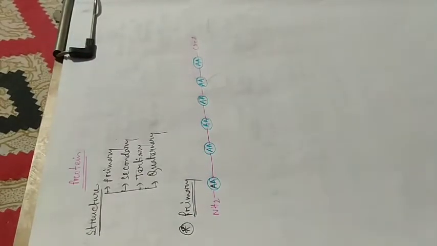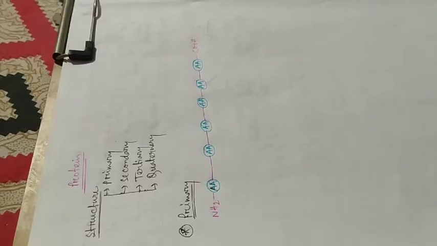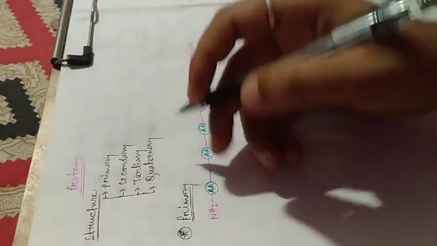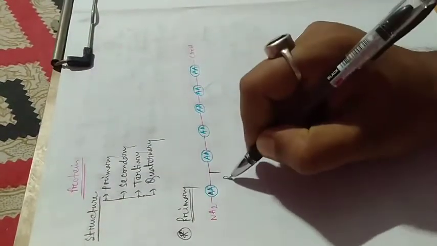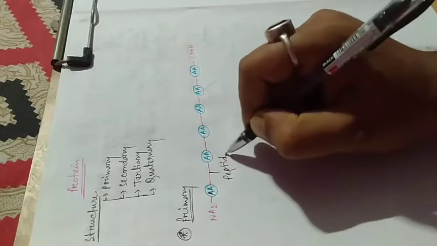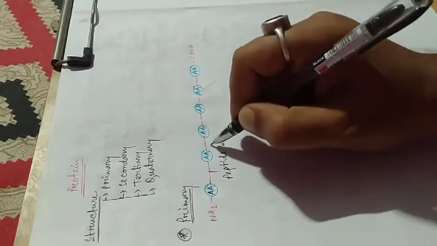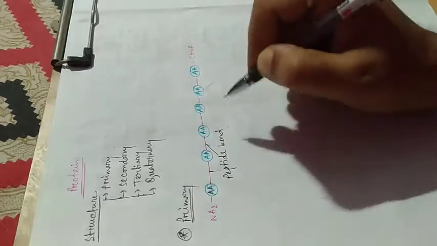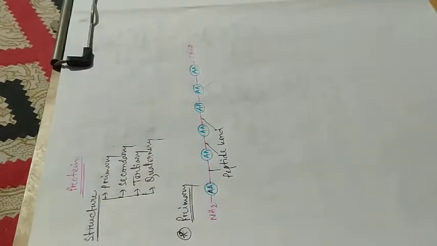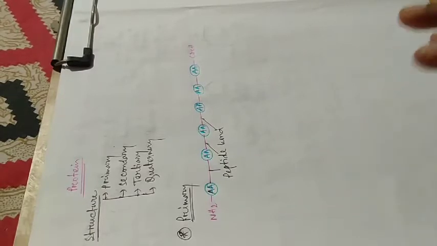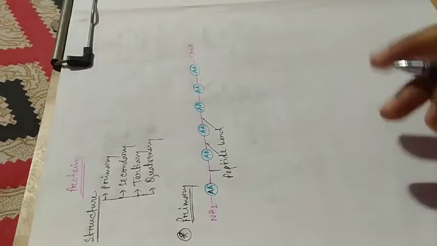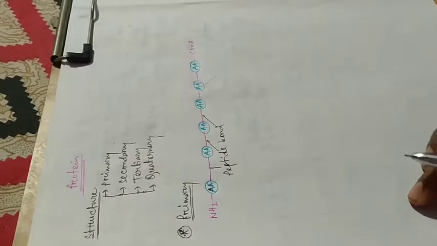Then how is the peptide bond formed? That is the peptide bond. Okay, these are the peptide bonds. How does the peptide bond form? The peptide bond forms between the amino group and the carboxylic group of the adjacent amino acid. Look here.